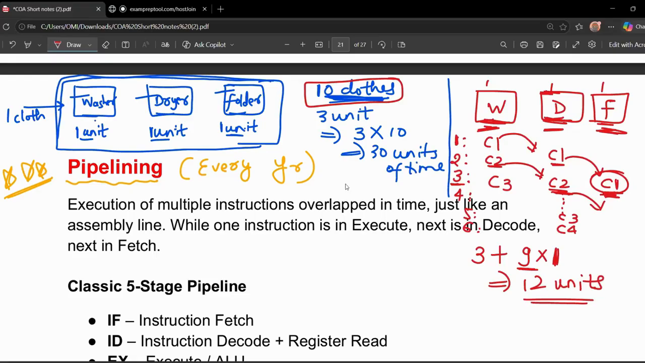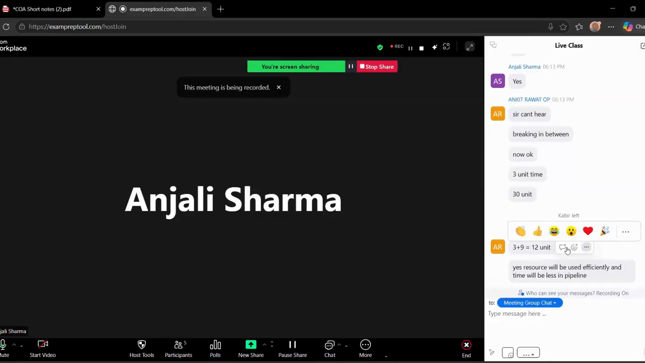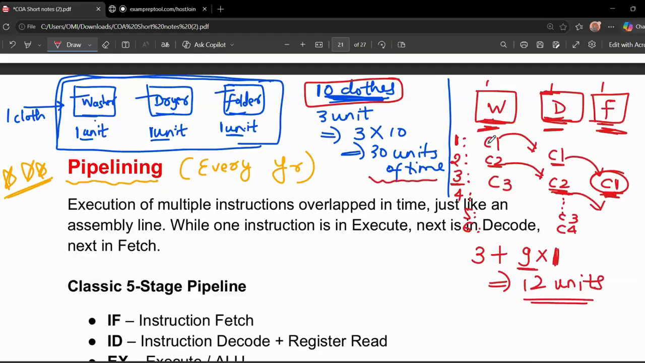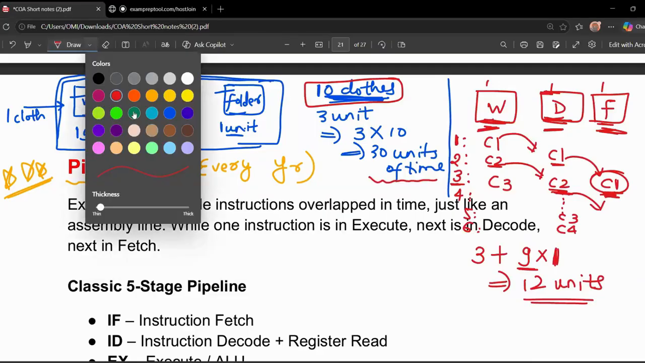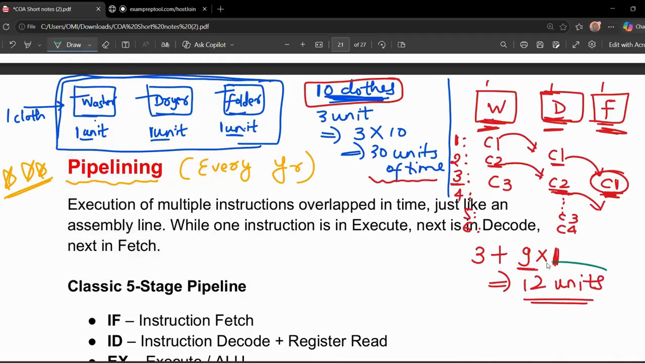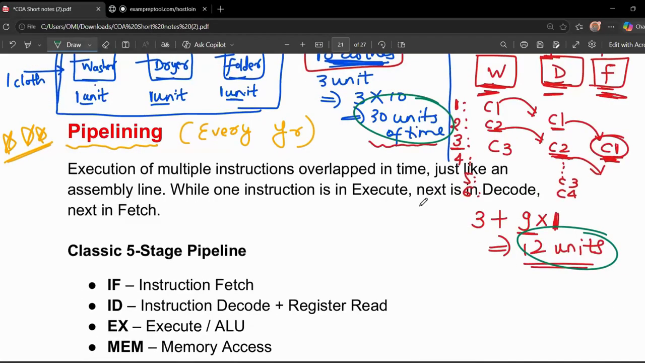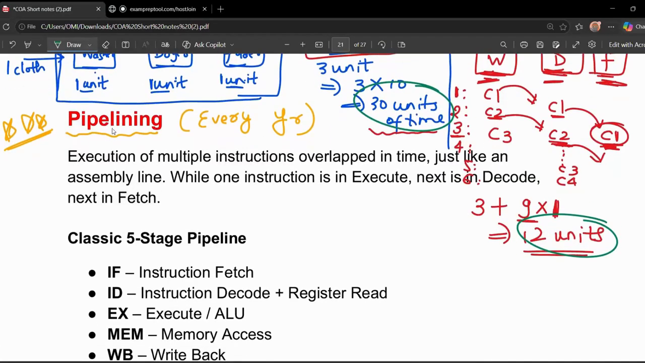So you see here, if you don't have pipeline, then it takes 30 units. But if we have pipeline, then it just takes 12 units, right? It just takes 12 units. So with this, you have seen that we are efficiently utilizing the resources, right? Efficiently utilizing the resources.